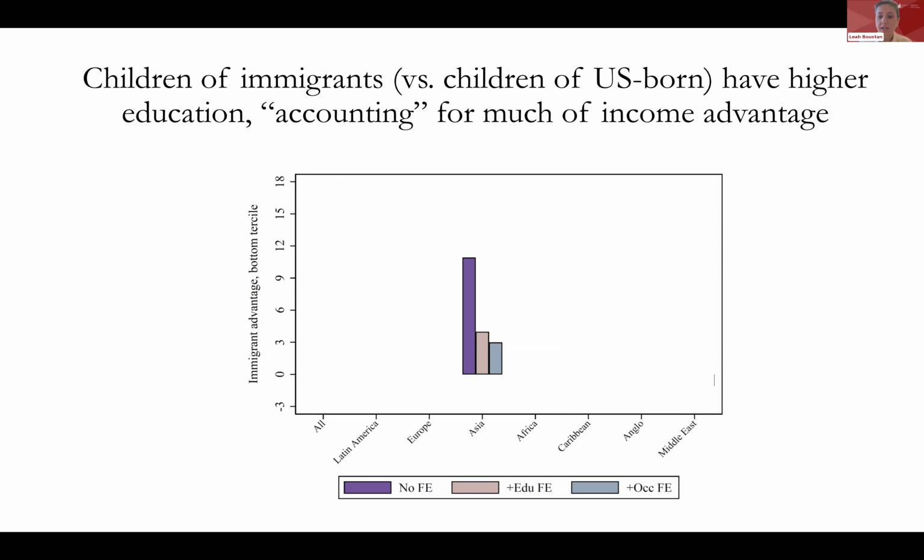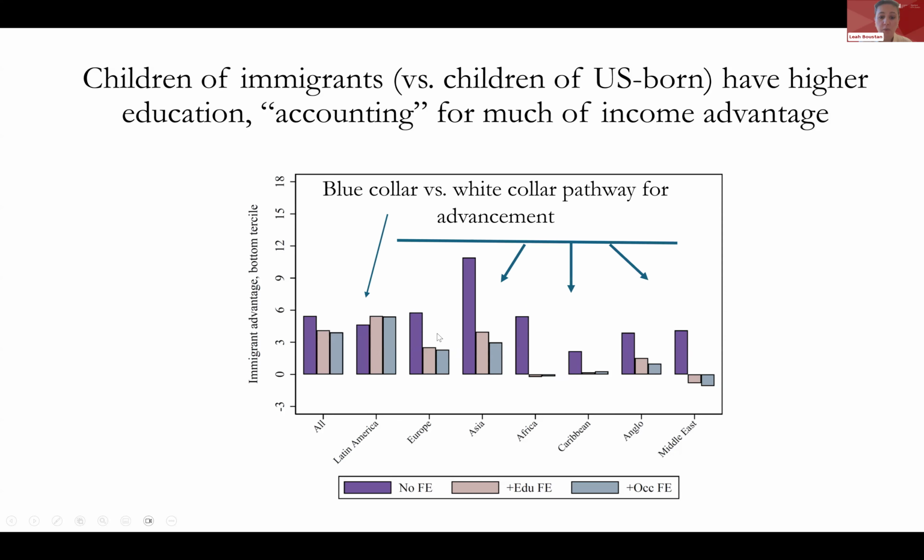Probably not that surprising. But what really surprised us is that this pattern is true almost across the board for children of immigrants whose parents come from Europe, from Africa, from Caribbean, from Anglo countries, and from the Middle East. However, when we look at the children of immigrants whose parents come from Latin American countries, we actually see that sons and daughters of these immigrants have an earnings advantage, but that earnings advantage is not explained by educational differences.